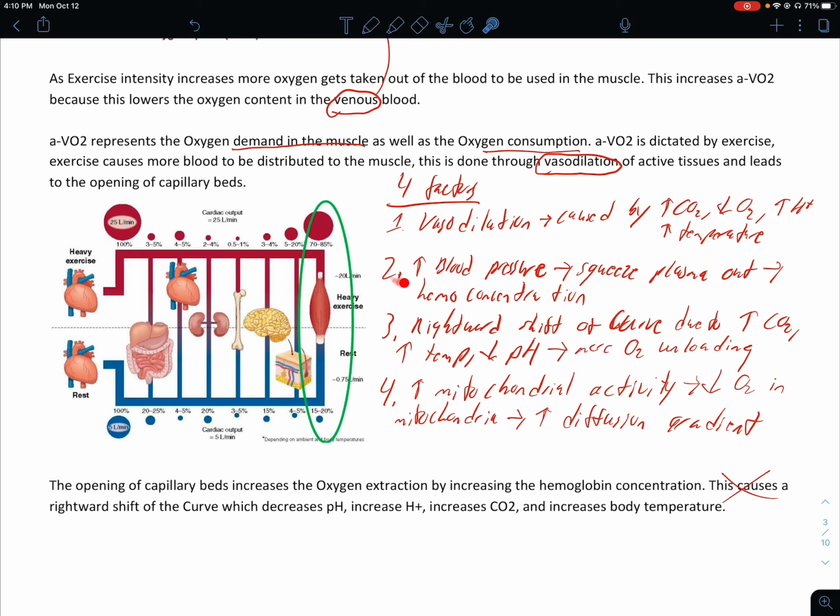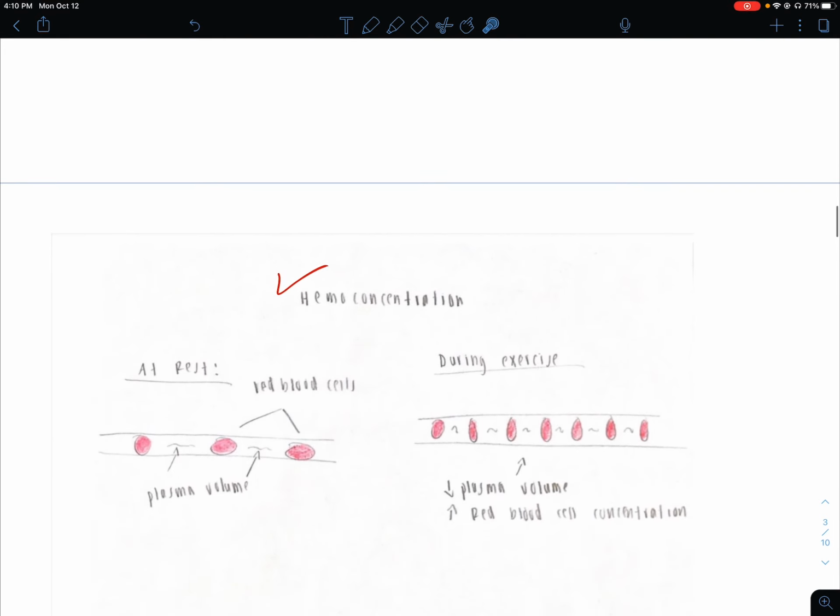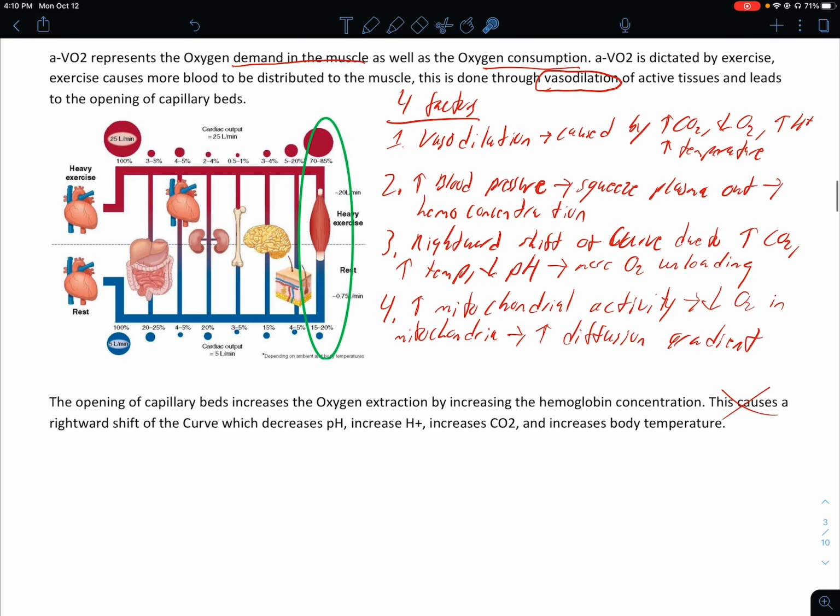Number 2, we increase blood pressure when we start exercising. This squeezes plasma out. This causes hemoconcentration. You guys had hemoconcentration here. Just need to explain the part about the blood pressure squeezing the plasma out.